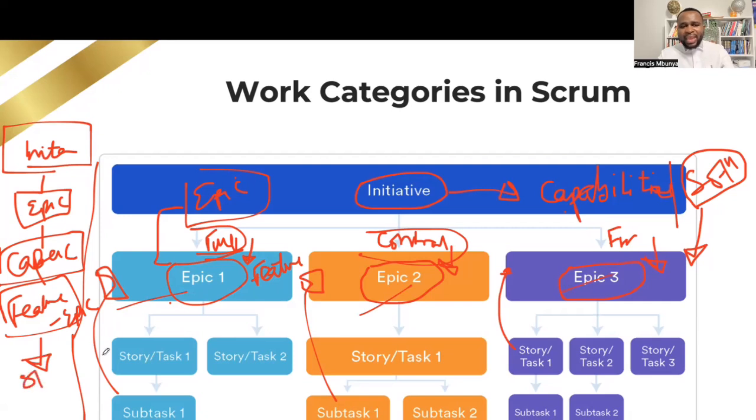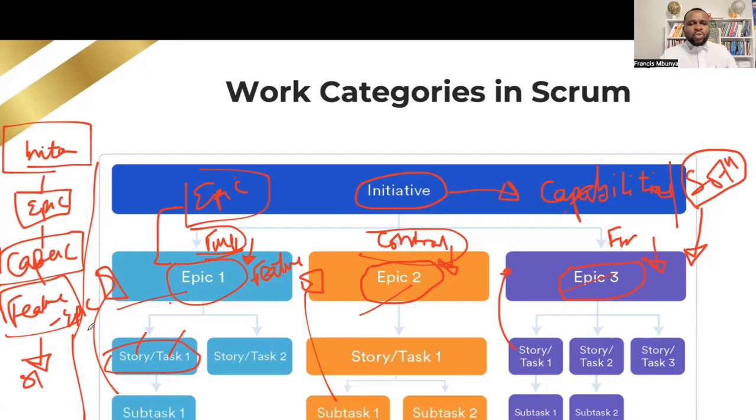Now, stories and tasks are different levels, right? Stories more or less help us to capture functionality, and tasks help us to capture non-functional requirements, right? And stories and tasks can be broken down into subtasks.